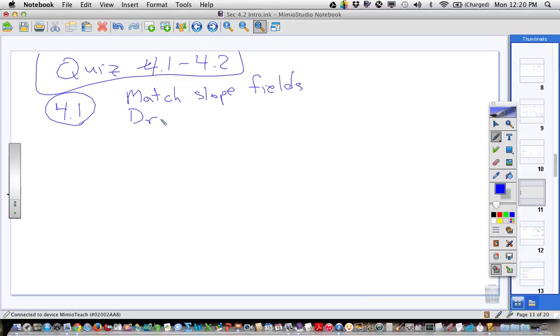We got to be able to draw, like on the one worksheet where you had to draw those little slope segments. So you got to be able to draw a slope field, if I give you a differential equation. Also on the matching of the slope fields, that's where we also sketched in our solution curve. If I give you an initial condition, you can sketch in your solution curve. So make sure you can do that. Just go with the flow of the slope segments.